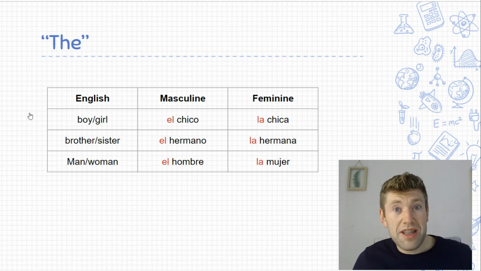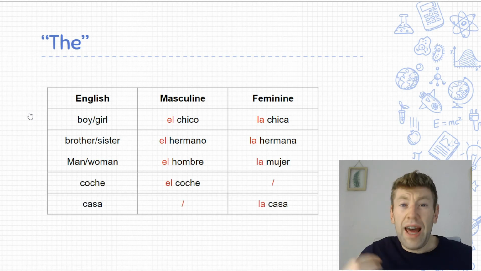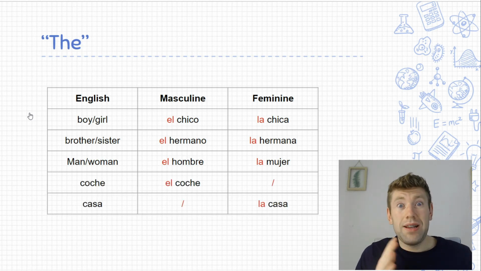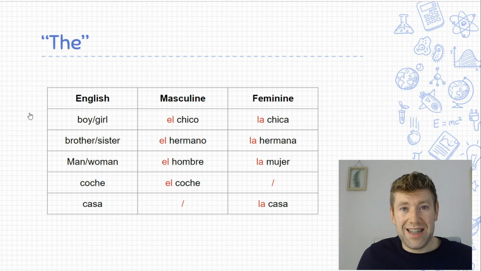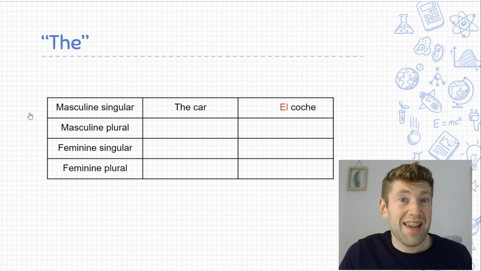However, if it's feminine, like the girl, it would be la. The girl is la chica. The sister, la hermana. Or the woman, la mujer. And as I said, not all things have a masculine and feminine form. Like, for example, the car is always el coche because it's masculine, or the house is always la casa because it's feminine.